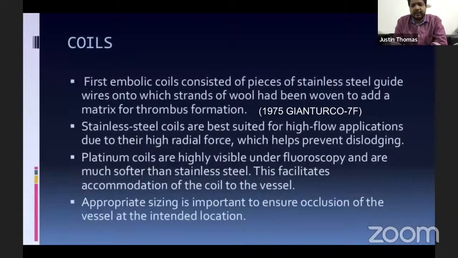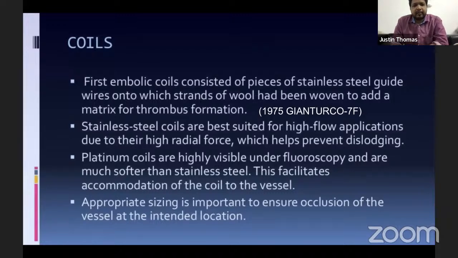Coming to coils. The first ever coils were made in 1975, made up of pieces of stainless steel guide wire onto which strands of wool were woven to form a thrombogenic material. These stainless steel coils are used for high flow applications due to high radial force, and this high radial force prevents dislodging. Now we use more platinum coils, which are clearly visible under fluoroscopy and which are much smaller than the steel coils.